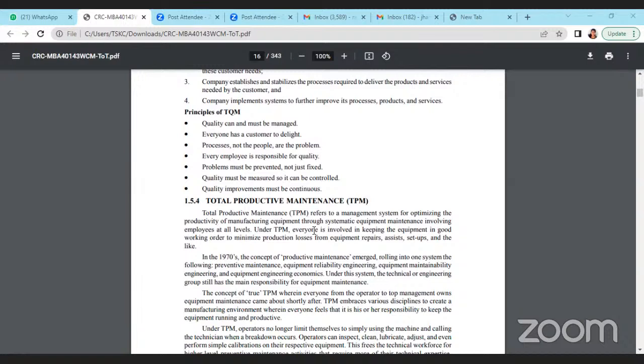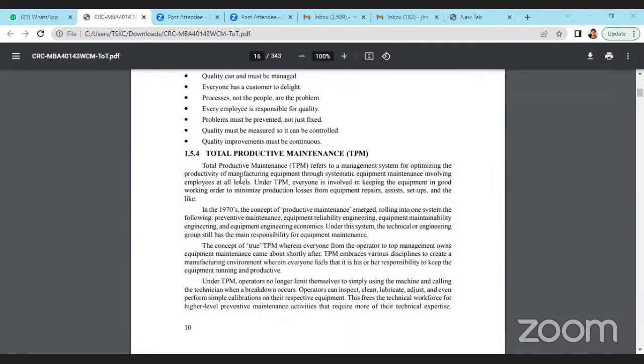Fix it, but try to come up with some solution which can prevent that problem even in the future also. That is the foremost important thing. Quality must be measured so it can be controlled. So quality has to be measured and it should be under control. Quality improvements must always be continuous. If there is no continuous improvement in the quality, then there is no sustainability and it cannot be in the market.